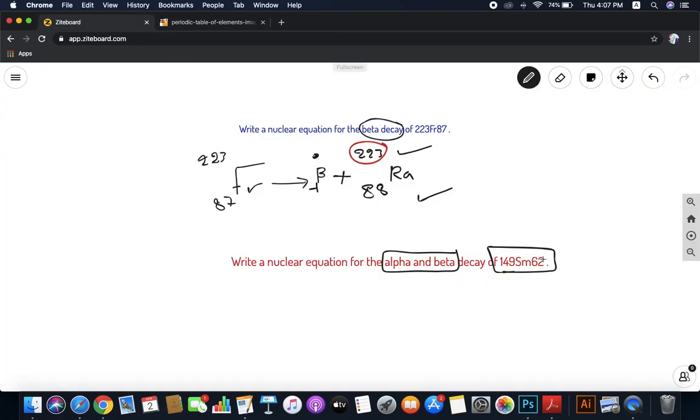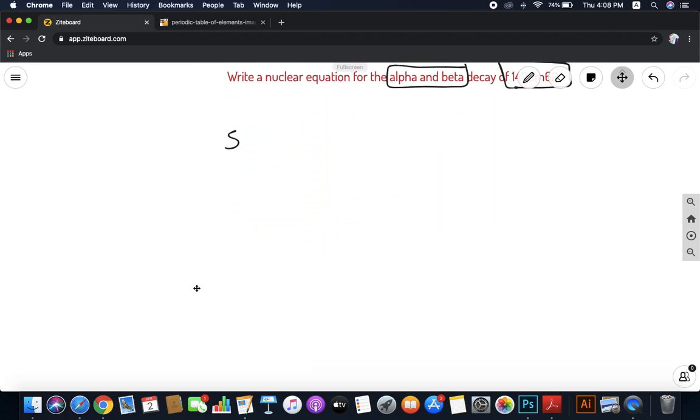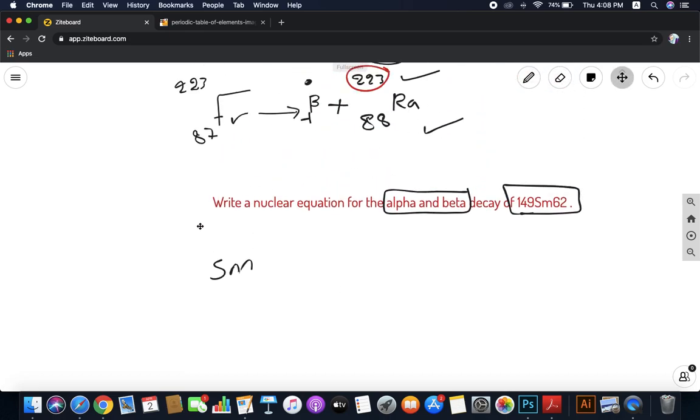Here I have a different isotope. I will use this one, which is given in the question. So if the numbers are given in the question, use them. If it's not given, find them from the periodic table. So here, Sm is 149, the atomic mass, and 62 is the protons.